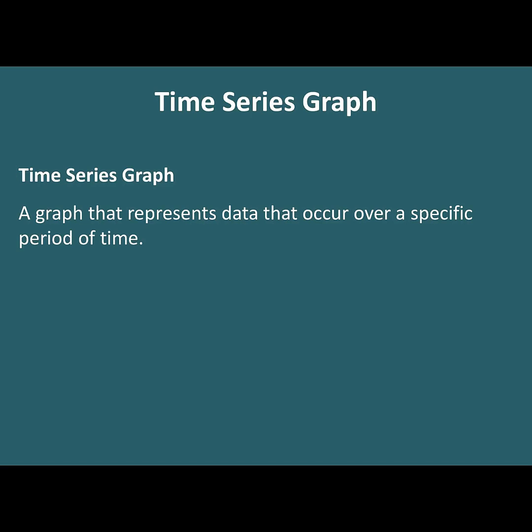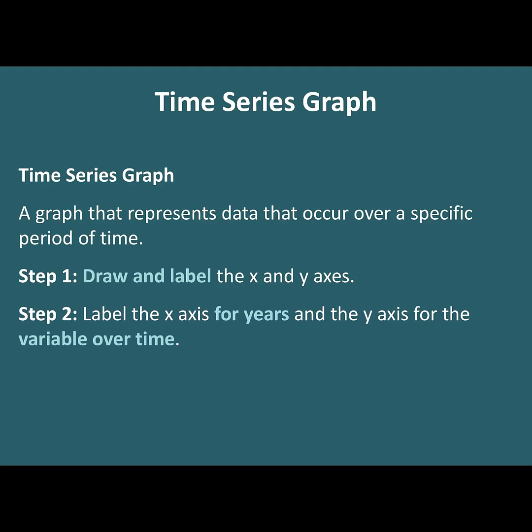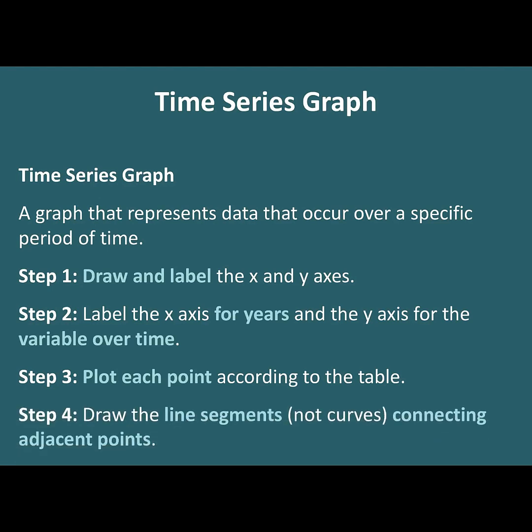And the way to construct a time series graph is as follows. Step 1. Draw and label the x and y axes. Step 2. Label the x-axis for years and the y-axis for the variable over time. Step 3. Plot each point according to the table. And step 4. Draw line segments, not curves, connecting adjacent points.